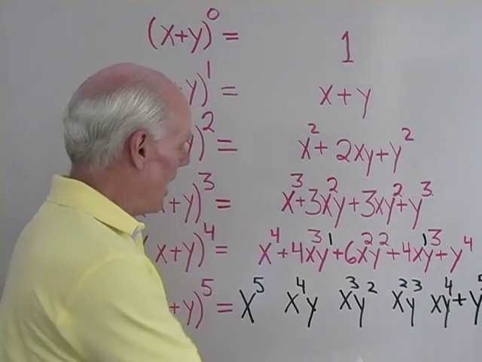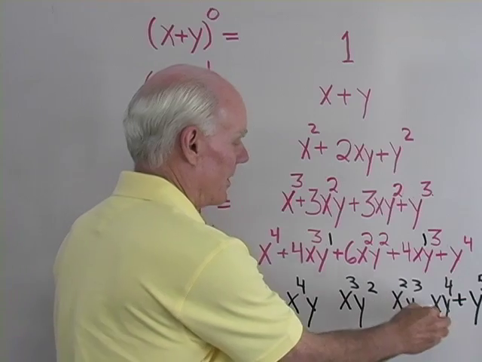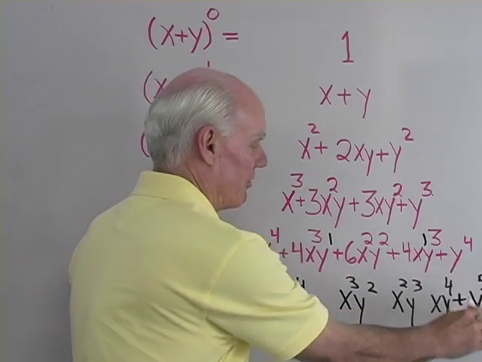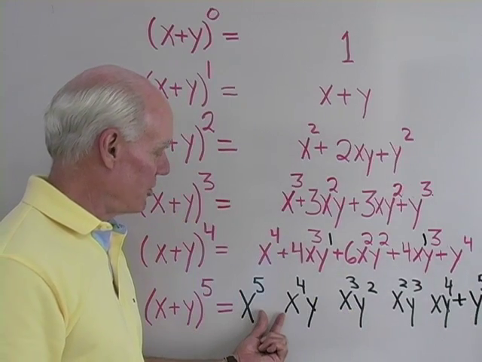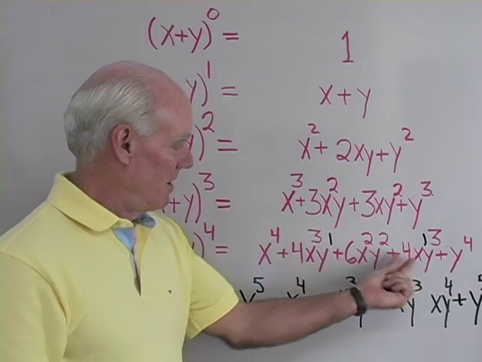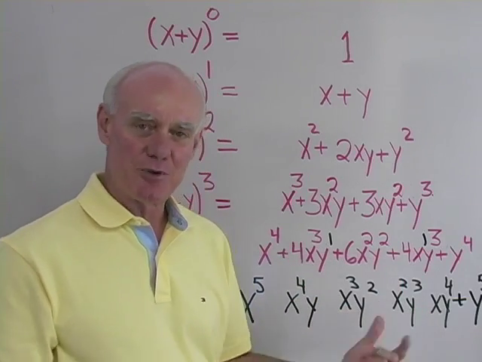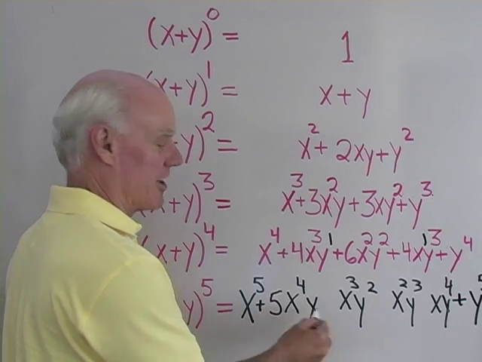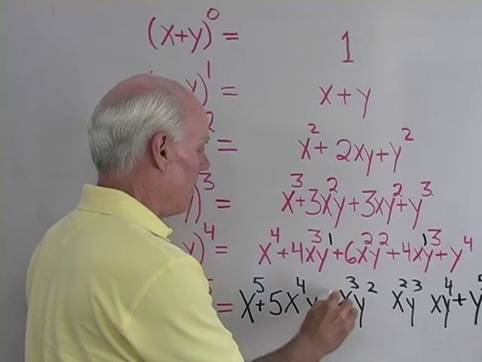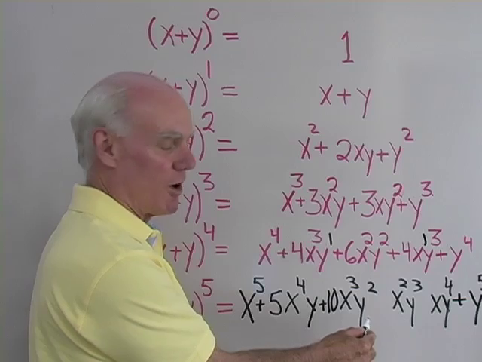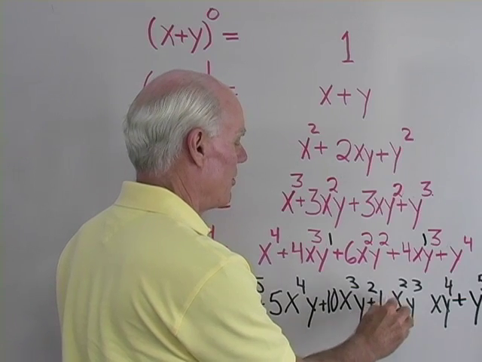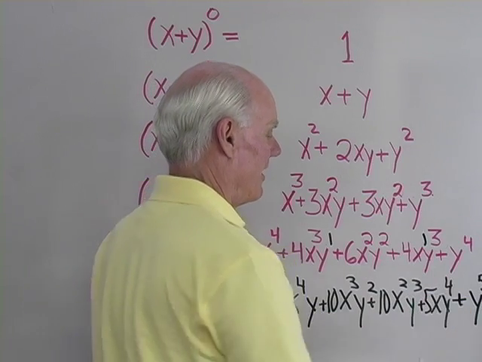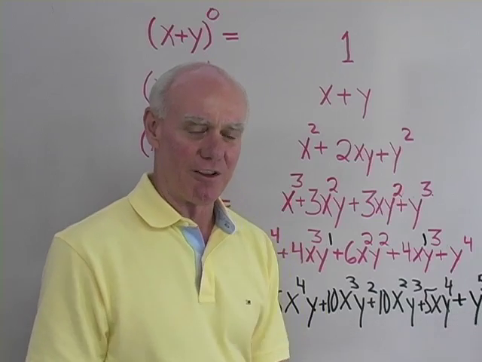Now, what about the coefficients here? Well, I know my first coefficient and my last coefficient are 1s. What about the coefficient that goes here, here, here, and here? I'm just going to show you what they are. This is going to be plus 5 x to the fourth y, plus 10 x cubed y squared, plus another 10 x squared y cubed, plus 5 x y to the fourth, plus 1 y to the fifth.